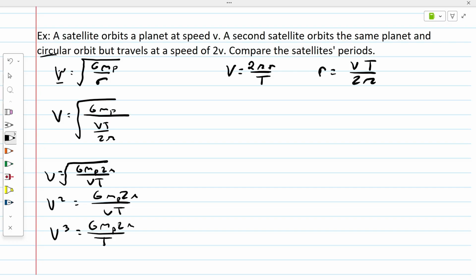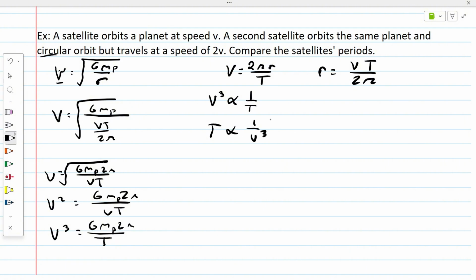So we can go ahead and figure out what this proportionality is. Using this equation, we can say that the velocity cubed is proportional to 1 over T, and so it will also be true that T is proportional to 1 over the velocity cubed.